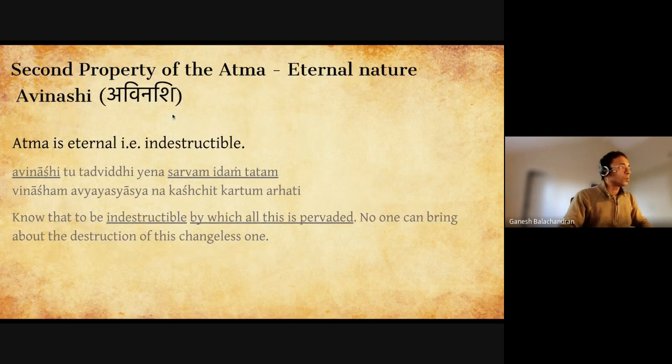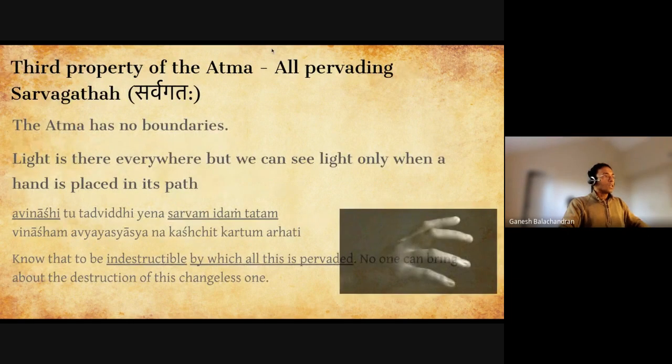So we come to the second property here, indestructible, avinashi. Then this is the eternal nature. Another word used is eternal, because it's not destroyed, it's always there, and it's also changeless. The third property is sarvagataha, which means Atma has no boundaries.